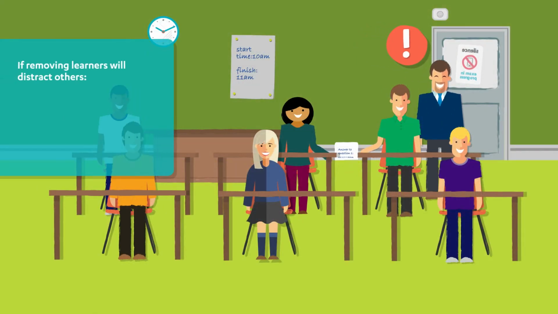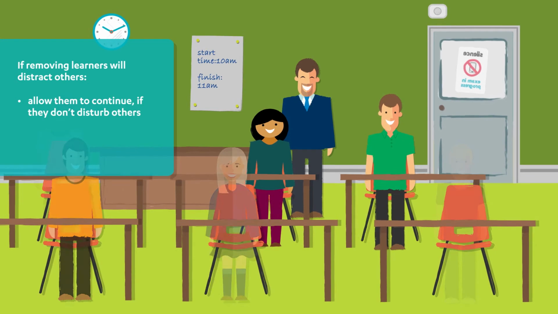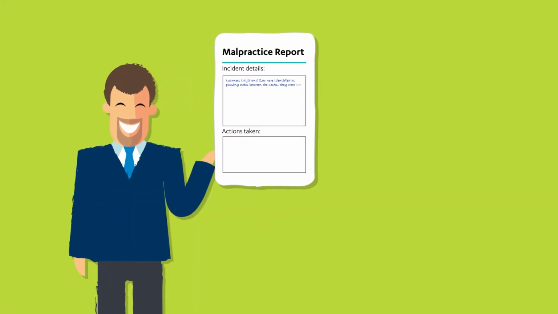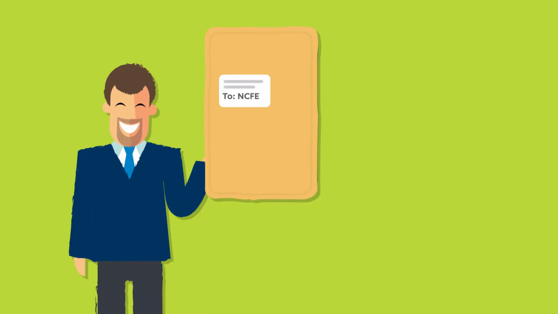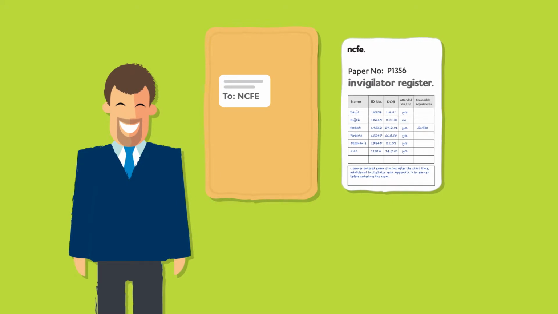If you think removing the learners from the room will cause a major distraction, allow them to continue, but keep a close eye on them. Once the assessment is completed, advise them that you've witnessed malpractice and they'll be disqualified from the assessment. Either way, you should make a full report into what has happened following the exam and send it to NCFE along with the assessment papers and invigilators register.